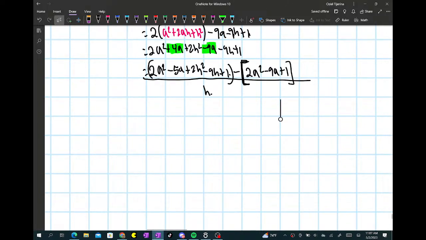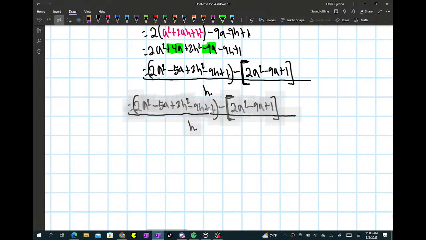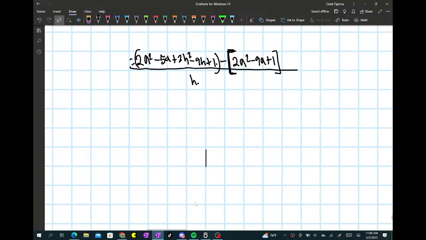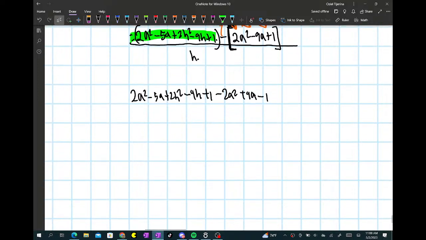Now, let's go ahead and clean this up a little bit. This is what we have so far here. Now let's clean this up a little bit. So we have 2a squared. This part I'm going to keep the same. 2a squared minus 5a plus 2h squared minus 9h plus 1. And I'm going to distribute this negative in here. Minus 2a squared plus 9a minus 1. So remember that, guys. And then this goes all over h.